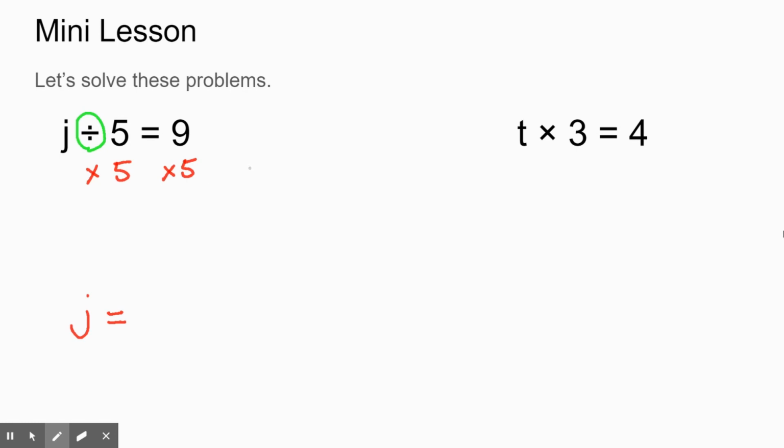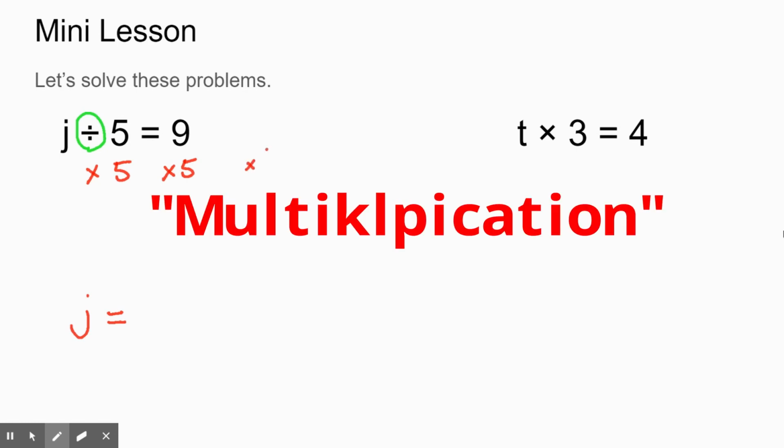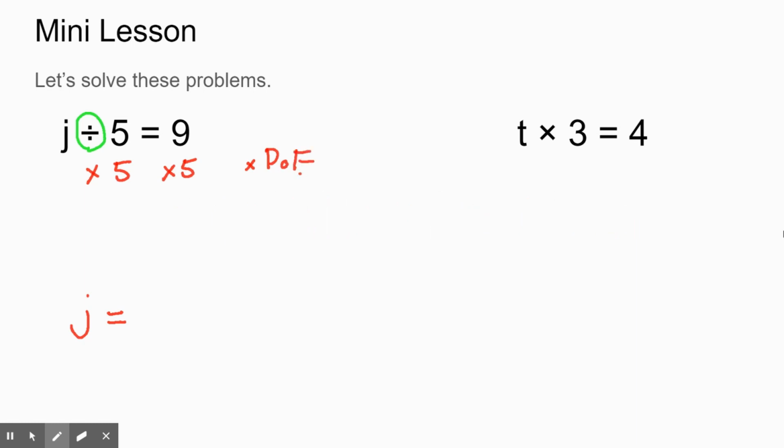We can even write a little note to ourselves that we used the multiplication property of equality, and then we go from here. Now, what's slightly different about division and multiplication is that in addition and subtraction, when you got rid of something, it became 0. Here, it's actually going to become a 1. If we think of this as being 1/5, basically, times 5, that's just going to give us a value of 1. So we're going to end up with 1j is equal to 5 times 9, which is 45.